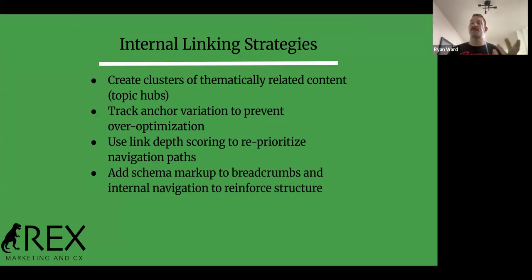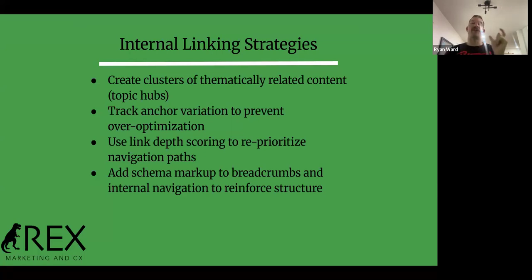Track anchor variation. So your anchor text that's being used for internal links, have some variation in that anchor text. You don't want to just have the same anchor text throughout. That is a form of over optimization for internal linking. It actually is better to have some sort of variety that relates to the topic, obviously, and relates to the piece or the page that you're linking to. But again, it helps prevent that over optimization.